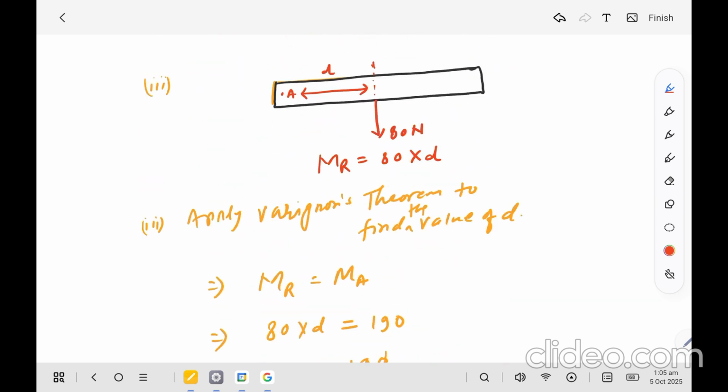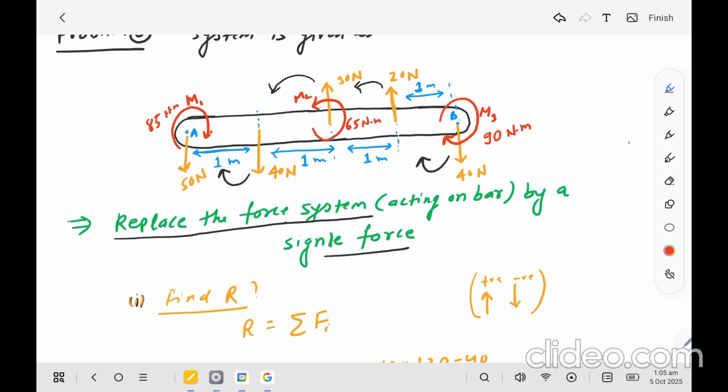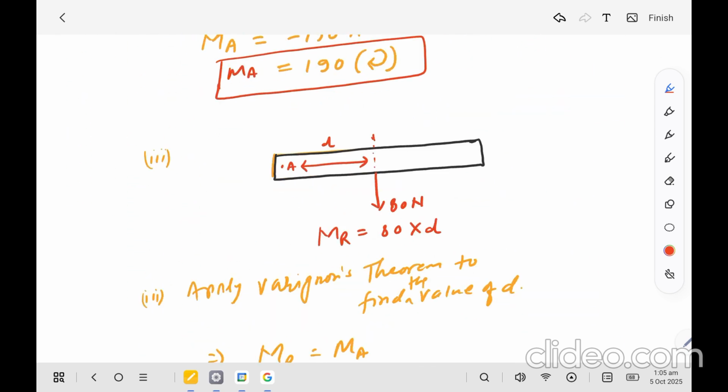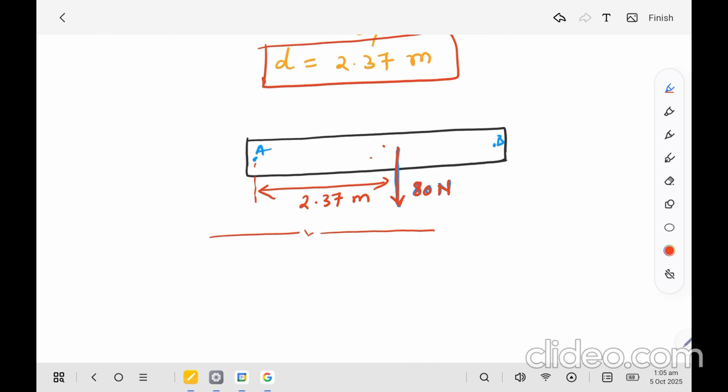So we can apply the Varignon theorem to replace all the forces as well as the moments with a single force which is acting at a given distance from a given point. Okay, so this is the answer of this problem.